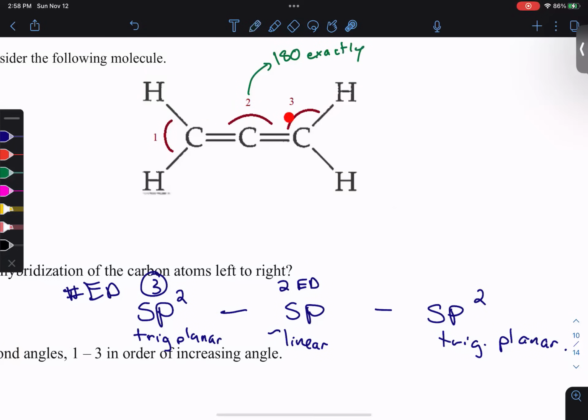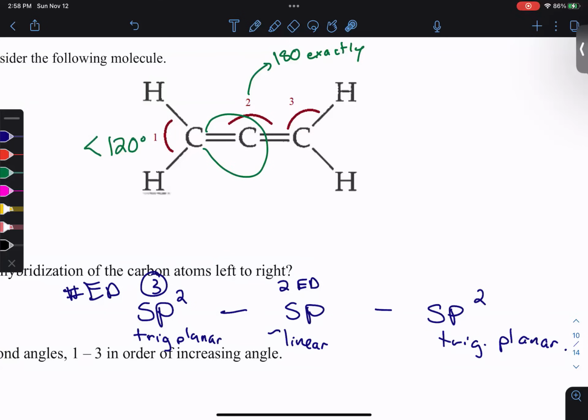But will bonds 1 and 3 be exactly 120? No, they won't, because of the unequal double bonds that are present. So let's look at bond 1. There's that double bond there. So bond number 1, is it going to be greater, less, or exactly 120? What do we think? It's going to be slightly less. How do I write that? Like this? Slightly less than 120 degrees.